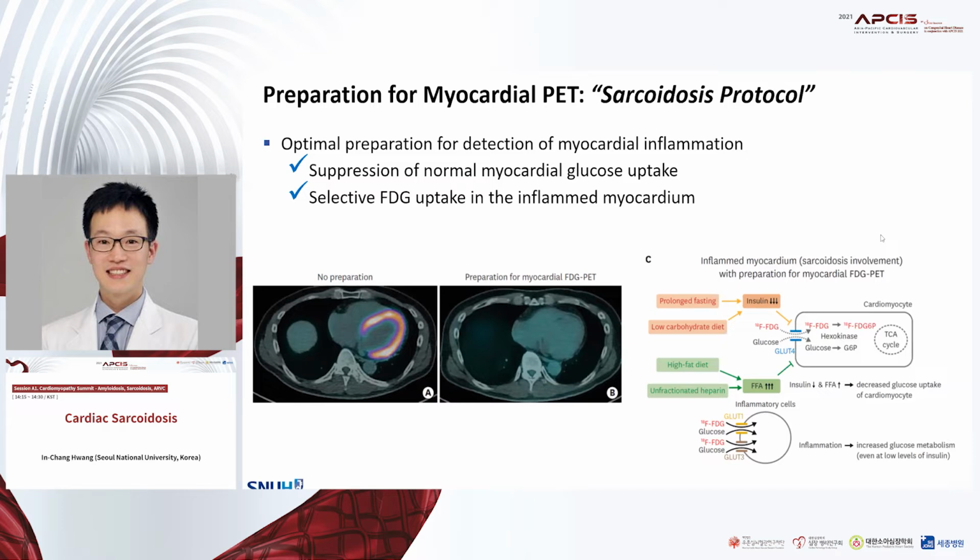normal myocardium. It is possible because myocardium utilizes both glucose and free fatty acid as its energy source. When the physiologic glucose uptake in normal myocardium is suppressed, then the inflamed myocardium can be detected because the activated macrophages uptake the FDGs in the inflamed myocardium.